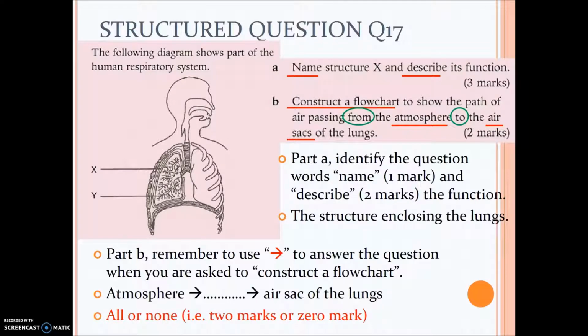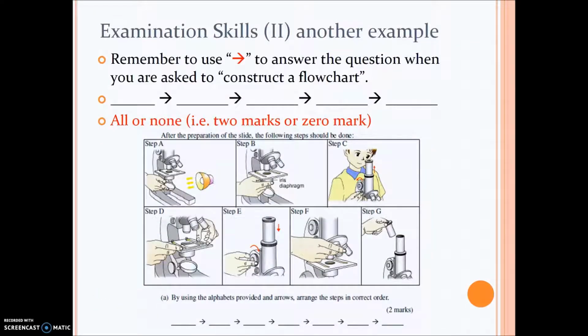For the flowchart question, I'll give you another example. This example is in chapter 2, the microscope. How can we use the microscope to observe the sample? So remember to use the arrow to show the order. In this question, for step A to step G, you need to fill in all the blanks in the correct order. Correct, 2 marks. Wrong, 0 mark. Even if you just reverse the order of maybe these 2 steps, you will get 0 mark. So that's one part of it.